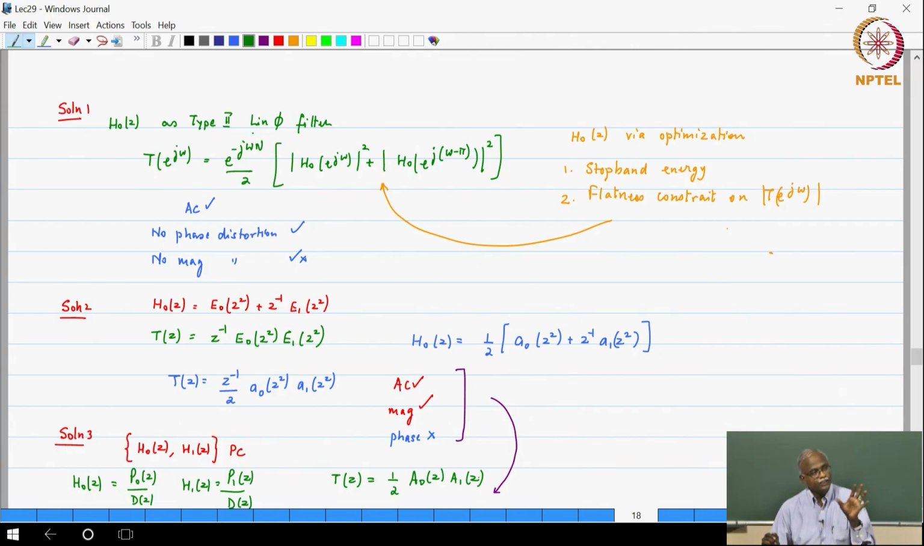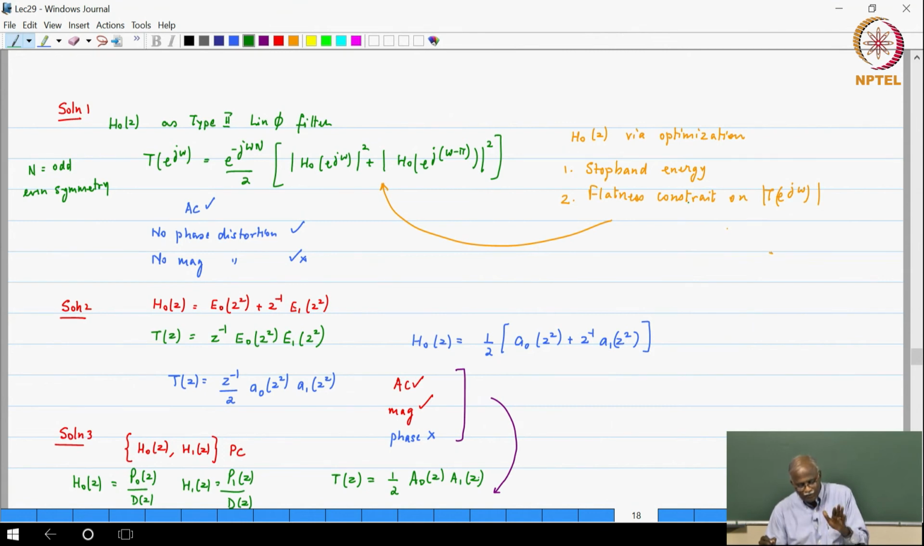Type 2 linear phase filter has got odd order, yeah. So, even symmetry. Okay, so its n is odd as even symmetry, yes. If you then write down the expressions, we get T e of j omega is magnitude H naught e of j omega squared plus H naught e of j omega minus pi whole square, and we said that this could be implemented through the optimization of the stop band energy and a flatness constraint.